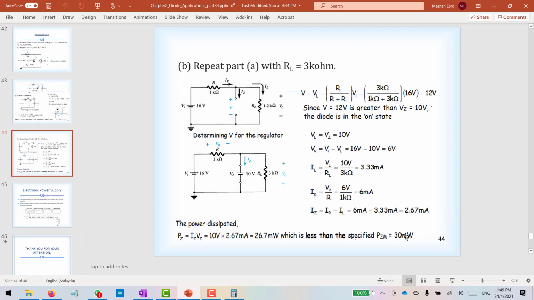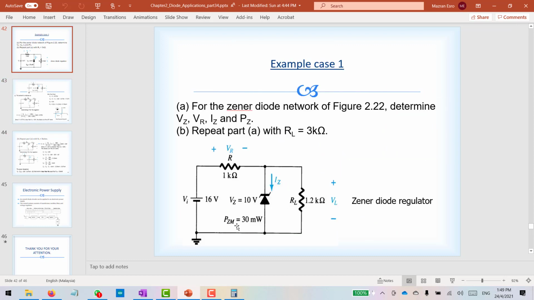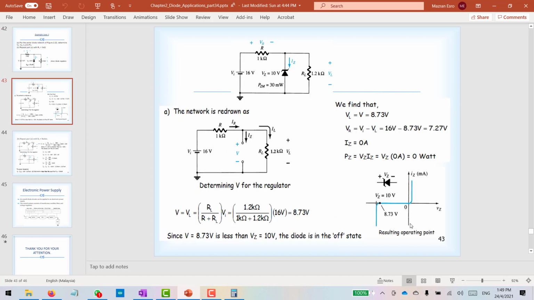Okay, so basically this power PZM is a maximum power dissipation for Zener diode. So usually when we want to choose Zener diode, we want to buy it, we have to see the voltage, the power that it can work on. If not, it's going to be a bit hot.